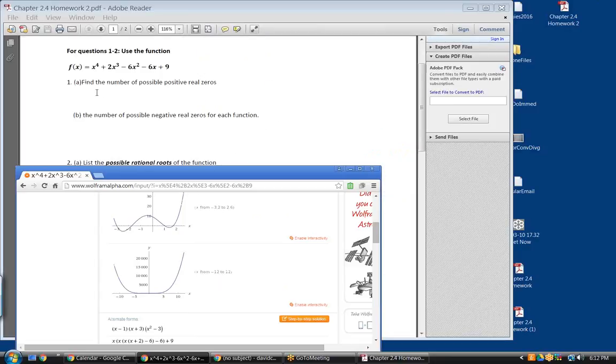So the answer to find the number of possible positive real zeros: positive real zeros, well, there's only 2 of those. These 2 are negative real zeros. The number of possible negative real zeros, so we have 2 of each.